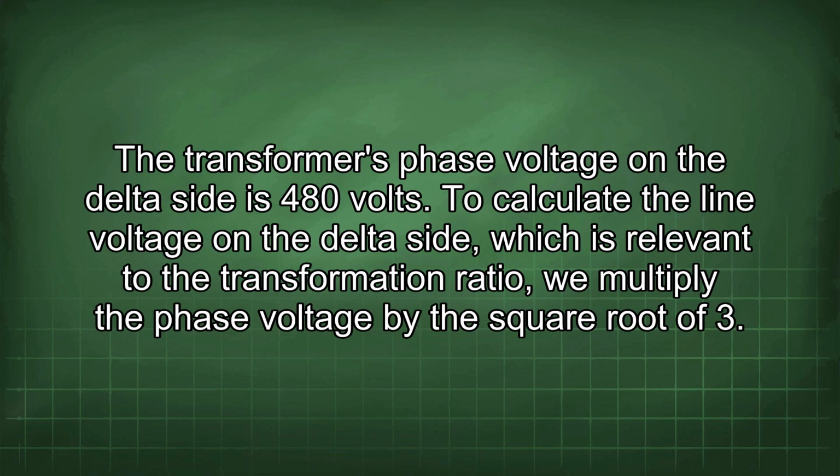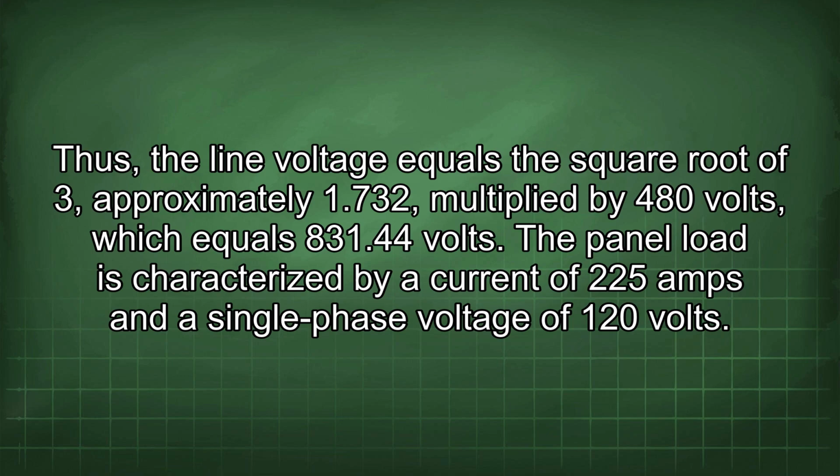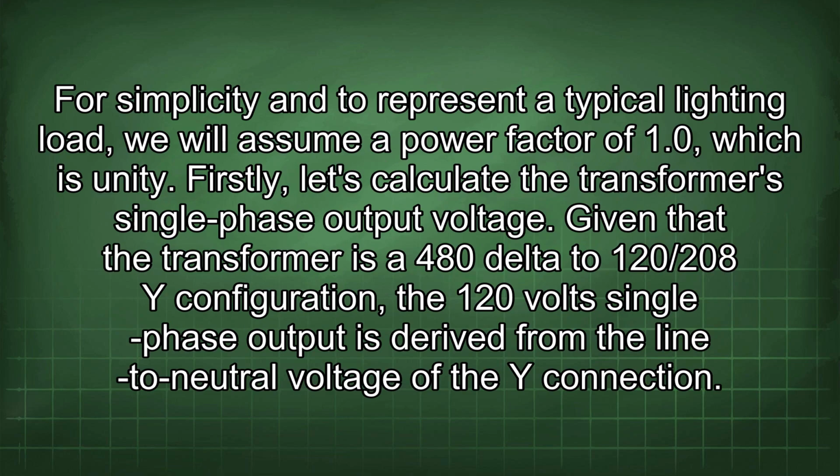To calculate the line voltage on the delta side, which is relevant to the transformation ratio, we multiply the phase voltage by the square root of 3. Thus, the line voltage equals the square root of 3, approximately 1.732, multiplied by 480 volts, which equals 831.44 volts. The panel load is characterized by a current of 225 amps and a single-phase voltage of 120 volts. For simplicity and to represent a typical lighting load, we will assume a power factor of 1.0, which is unity.